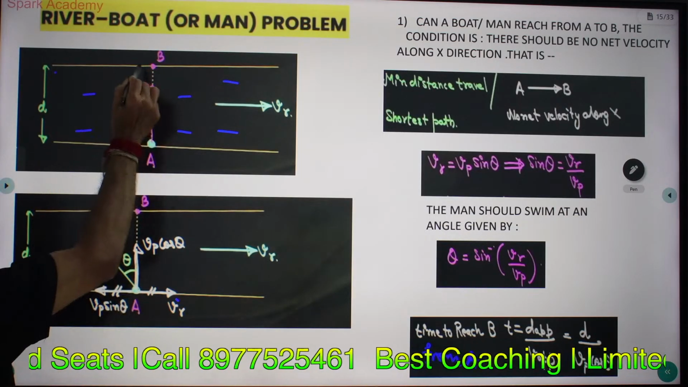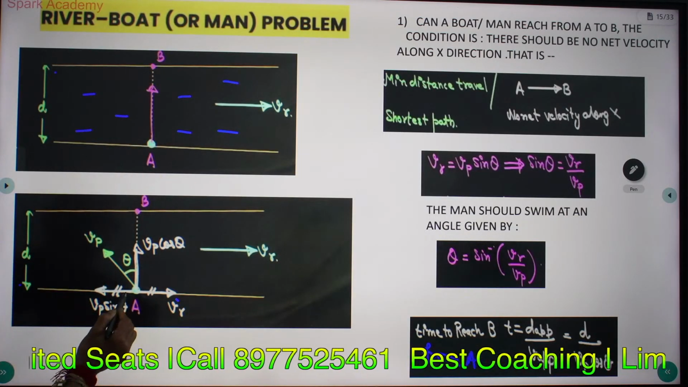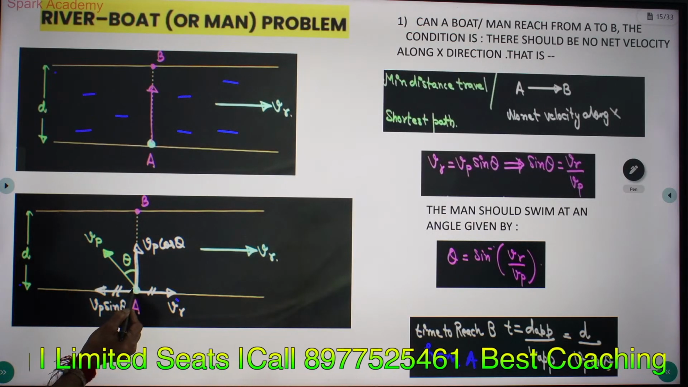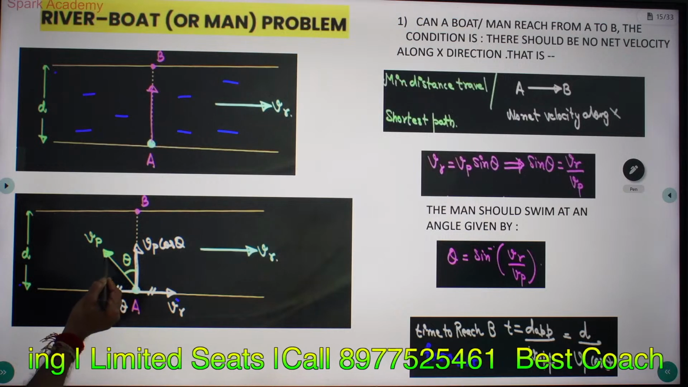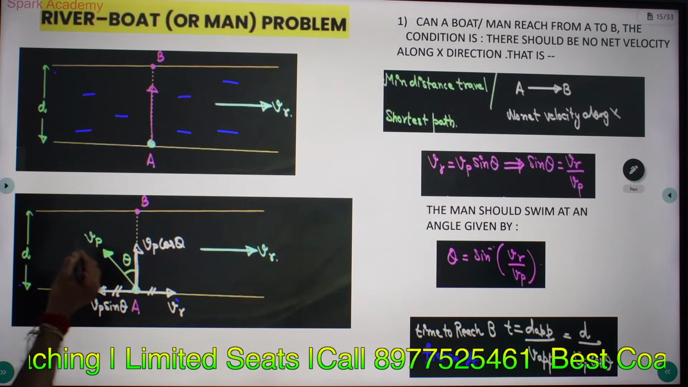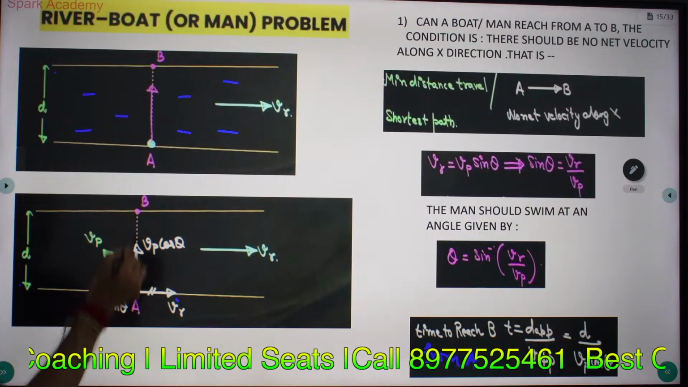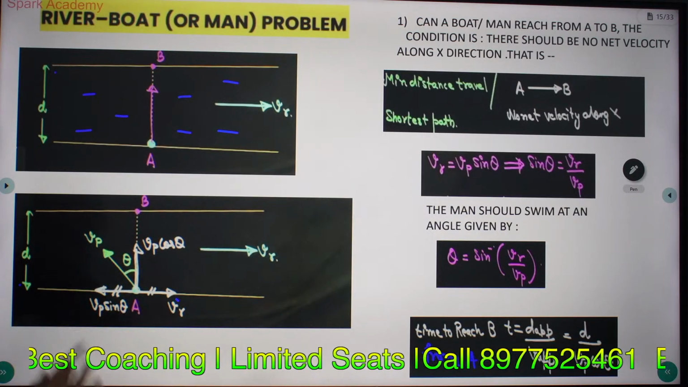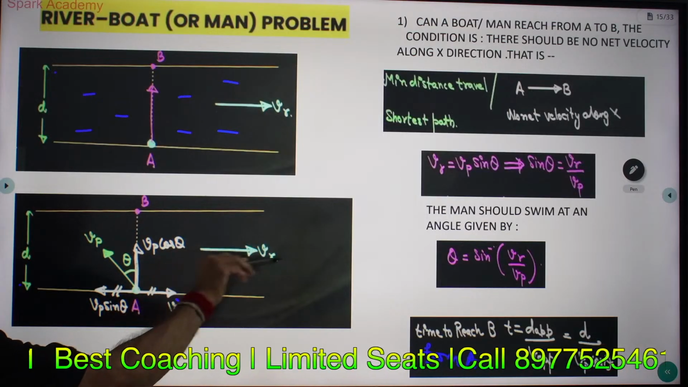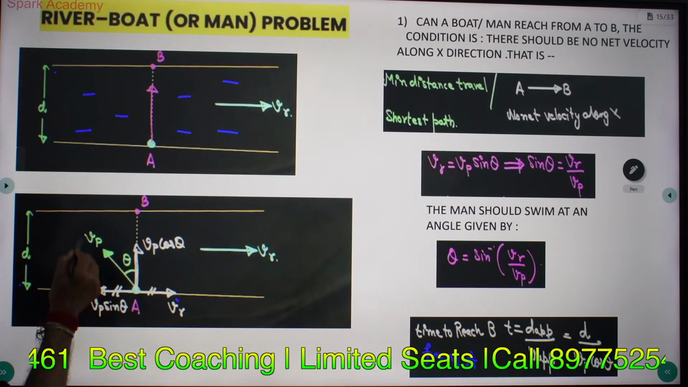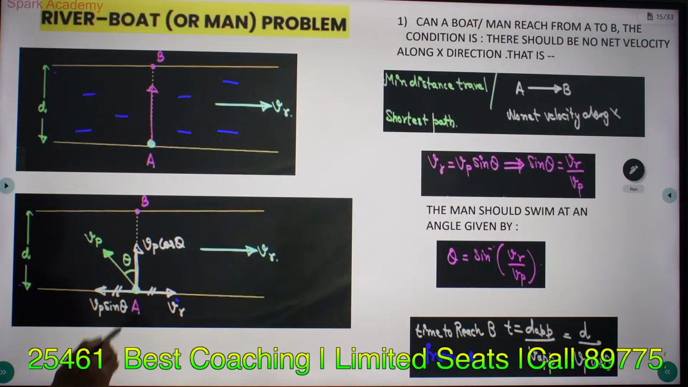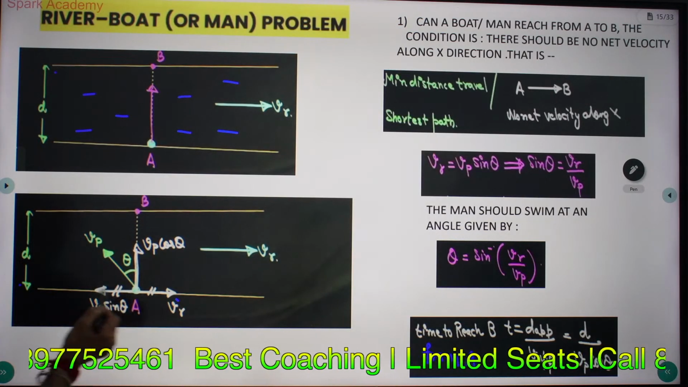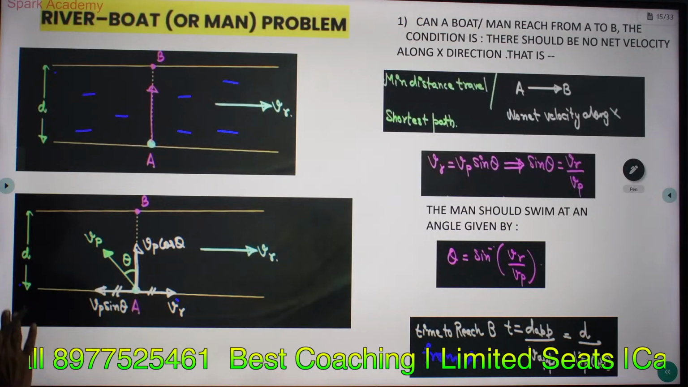So to reach B, how does he have to start? He has to start at some angle. Let's say he starts from A at some angle. This is the velocity of the person at an angle theta with the vertical. AB is the vertical. This is the velocity of the river in the x direction. You resolve this Vp into two components: Vp cos theta, the vertical component, and Vp sin theta, the horizontal component.